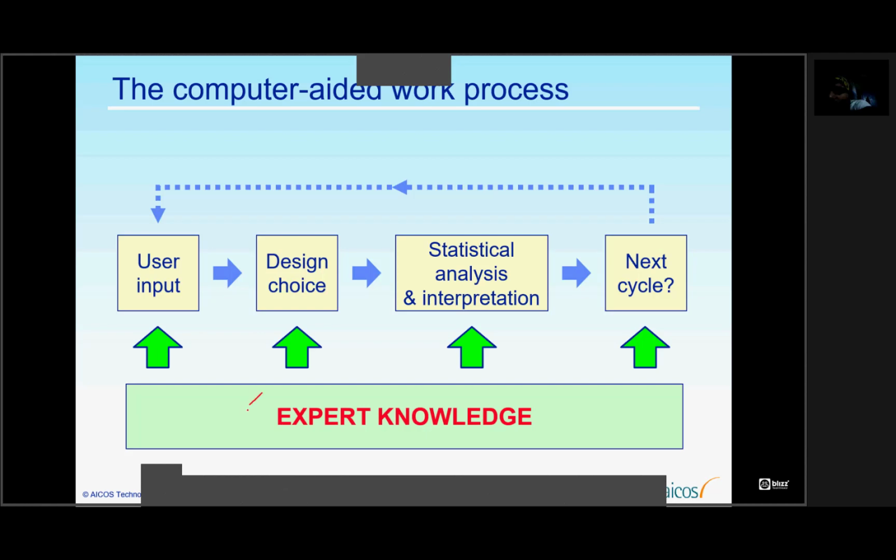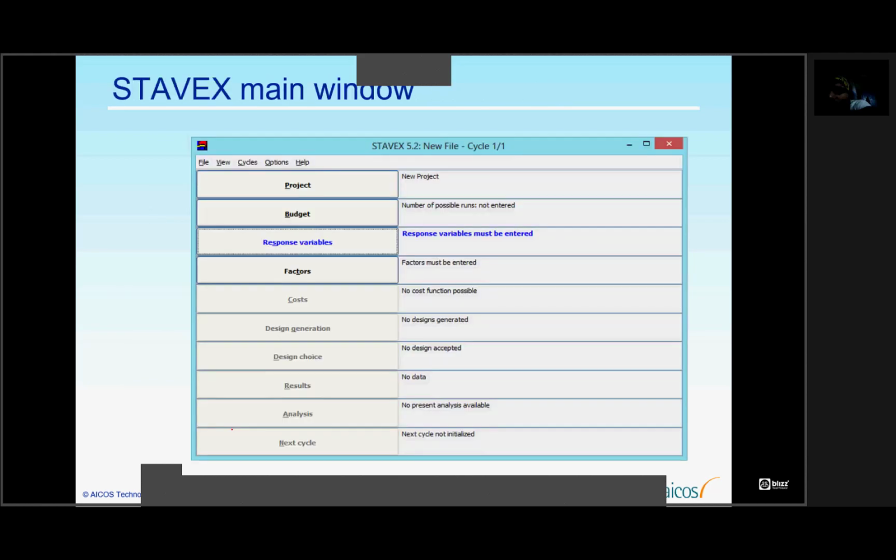What is written here as expert knowledge can be the knowledge of a human expert or a consultant, or the knowledge that we have encapsulated into our DoE tool STAVEX to help users to solve the mathematical parts easily. So if you take now this procedure from left to right and you turn it by 90 degrees, so that the user input becomes the top and the next cycle the bottom, then you get exactly the user interface of our tool STAVEX.